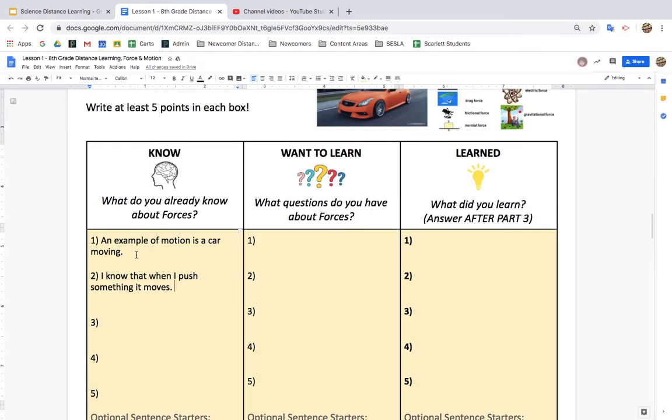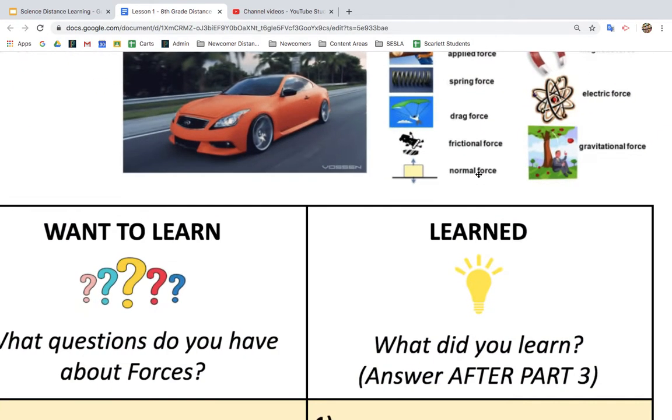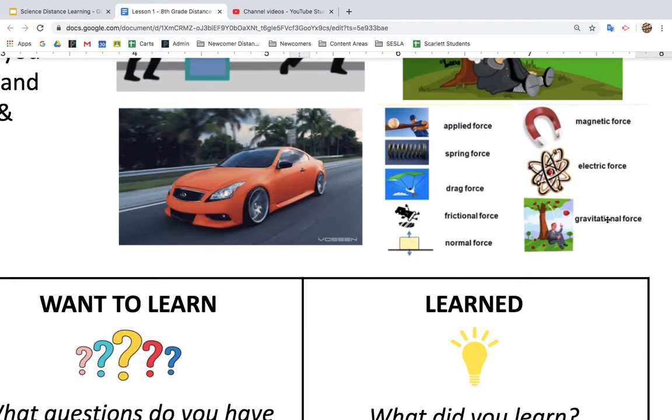If you get stuck, a good place to start with is an example of motion is, so anything that you know that moves. Or you might look at these lists of different forces and see if you recognize any of these words, like magnetic force, gravitational force maybe.